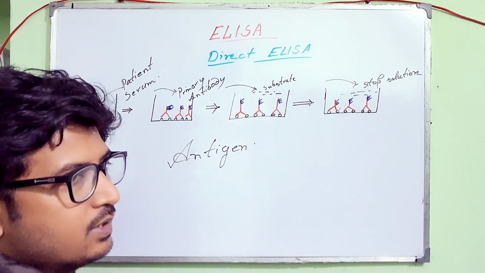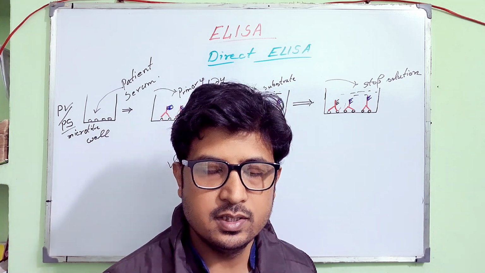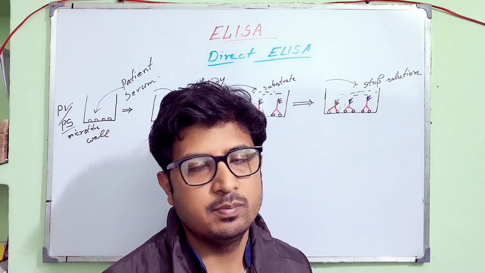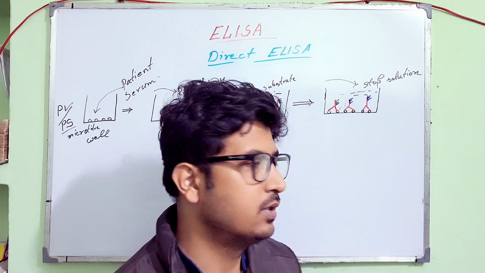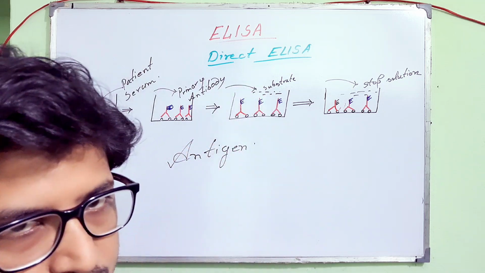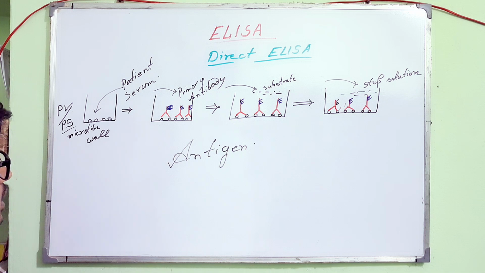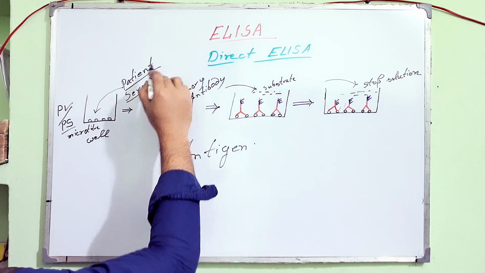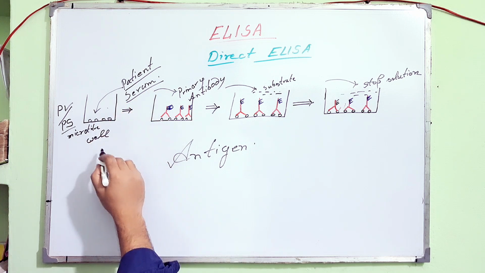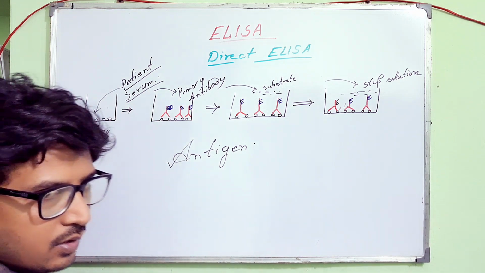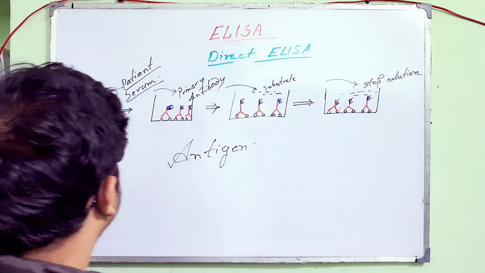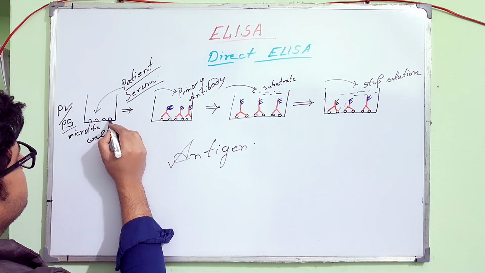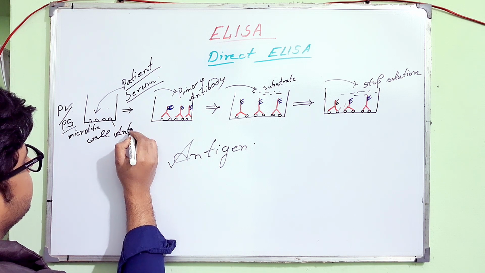If the patient is positive for the antigen, it will give a positive result. If it is negative, then it will be a negative result. I am describing the procedure here. How will you understand positive or negative? Suppose the patient serum which I am going to diagnose contains the antigen, any antigen, any pathogen you say. These dots or circles I have drawn are the antigens.